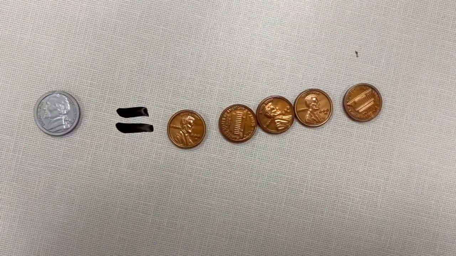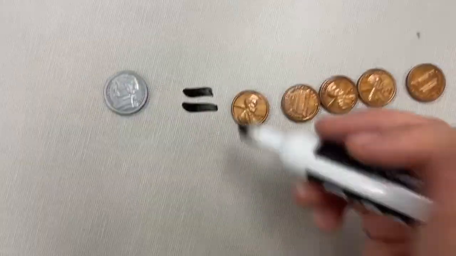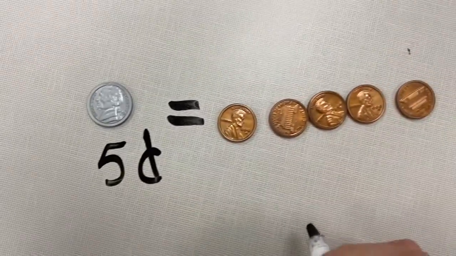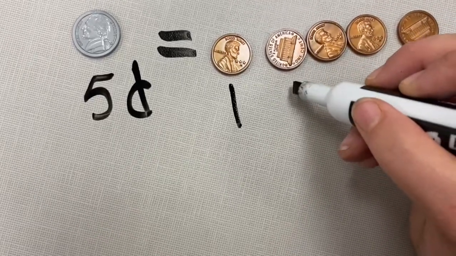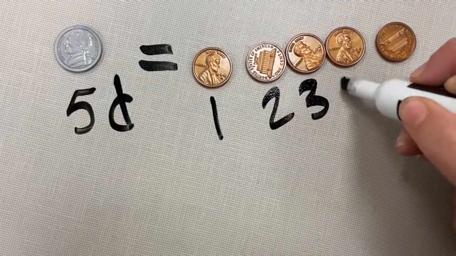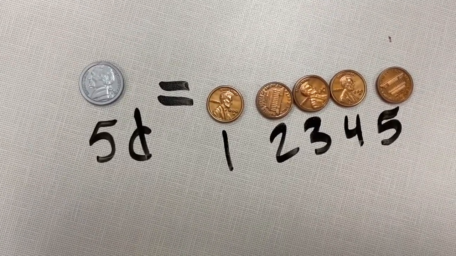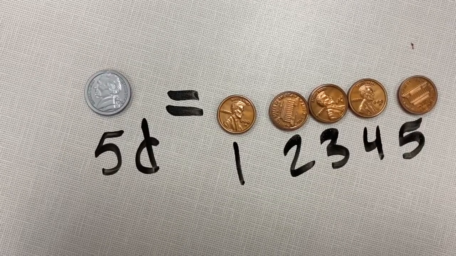When we are counting coins, it's important to remember that 1 nickel, which is worth 5 cents, is equal to 5 pennies because we count pennies by ones. 1, 2, 3, 4, 5. So to make 5 cents, I can either have 1 nickel or 5 pennies. They represent the same value.